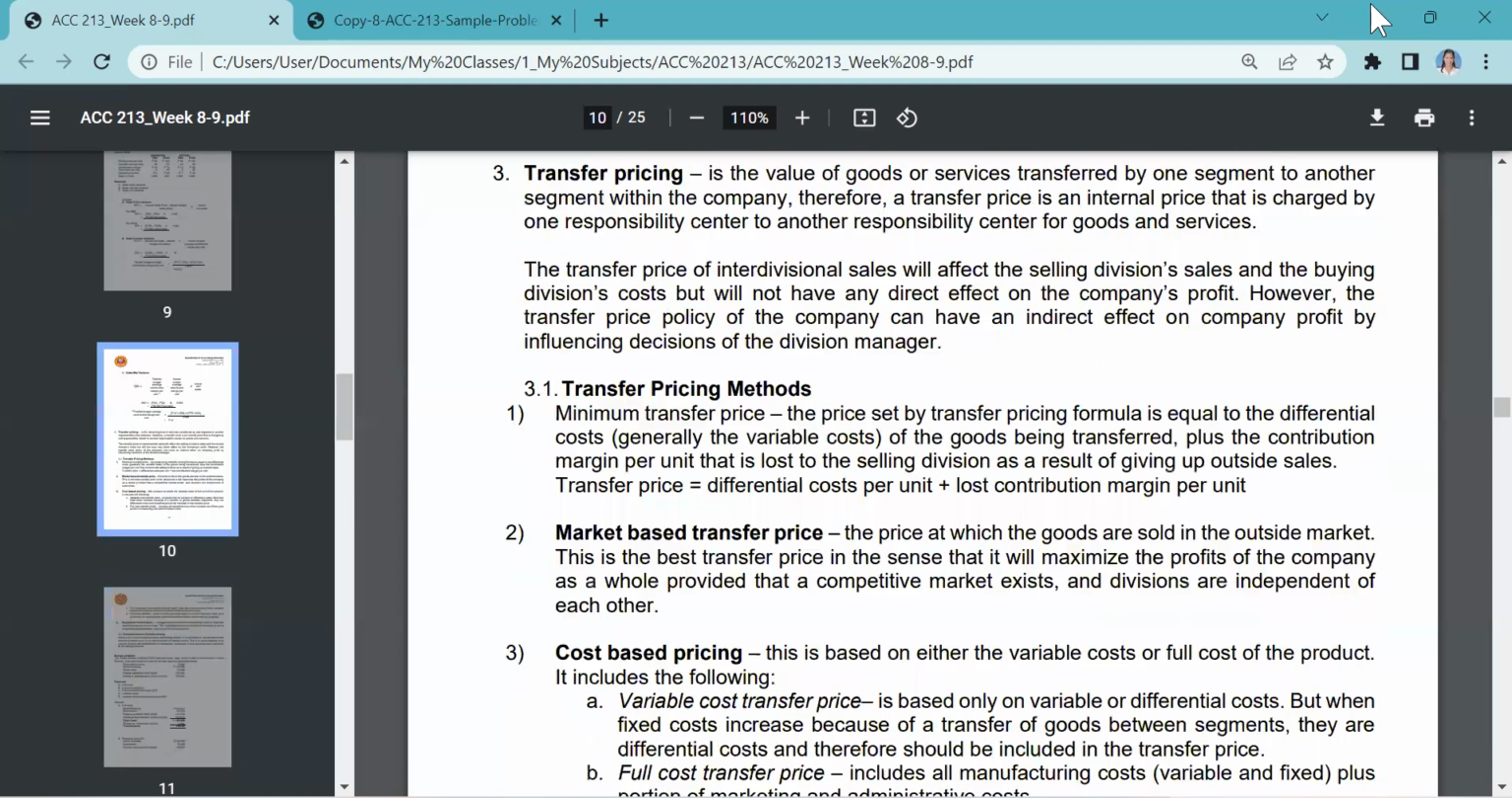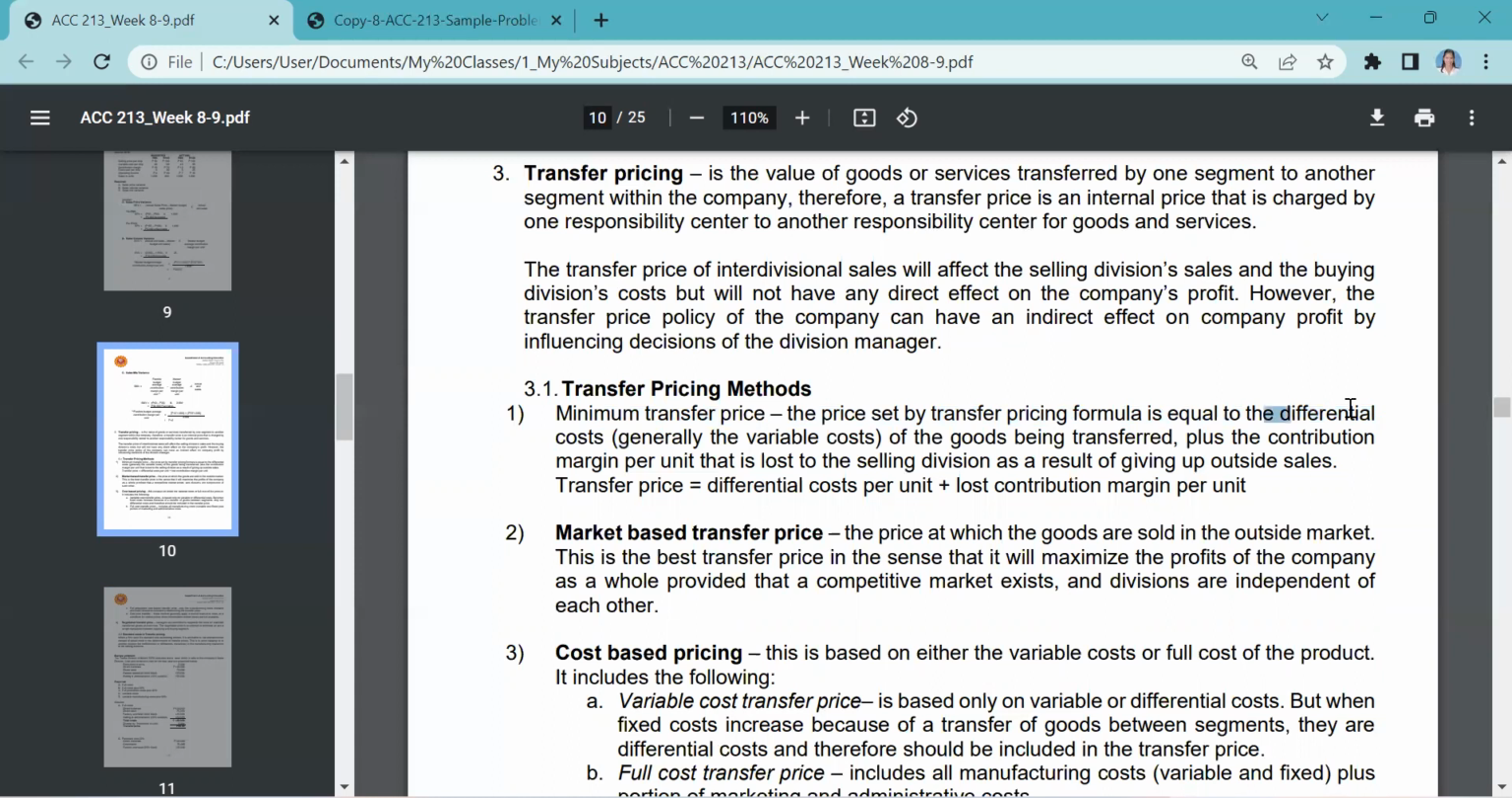Okay? So each of them is different, they have different bases in setting the transfer price. For example, for the minimum transfer price method, the price is set by a transfer pricing formula. So we have a formula here for us to be able to compute the minimum transfer price. All you have to do is get the sum of the differential cost.